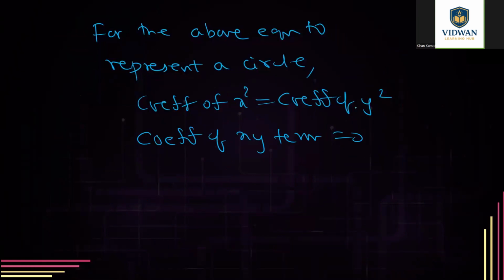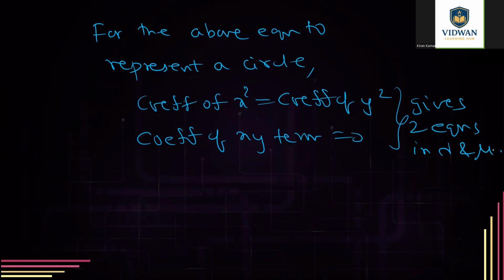So when you apply these two conditions, what do you get? You will get two equations. This gives two equations in lambda and mu. On solving those equations, we get lambda value and mu value. And you just substitute this back in the previous equation. So substitute these values back in that equation.